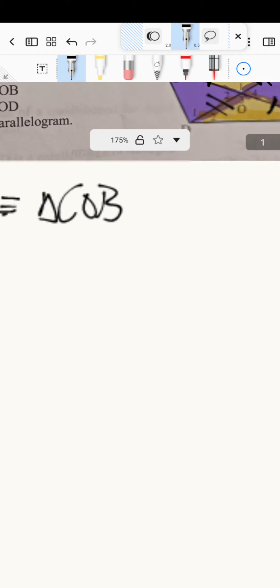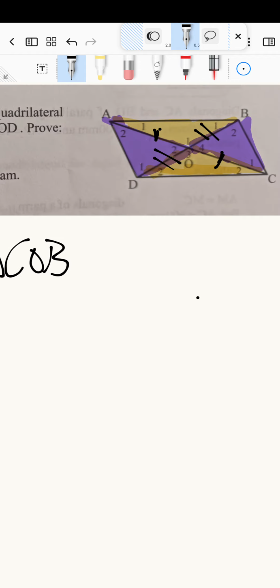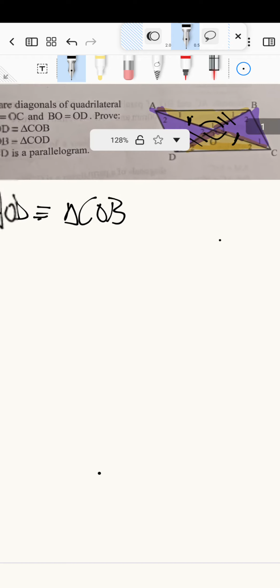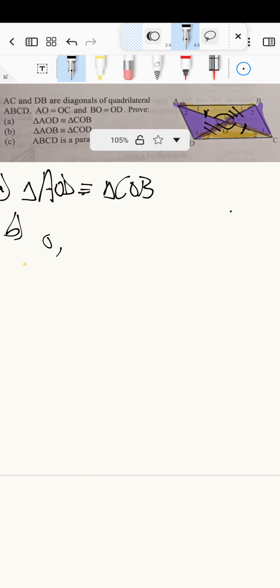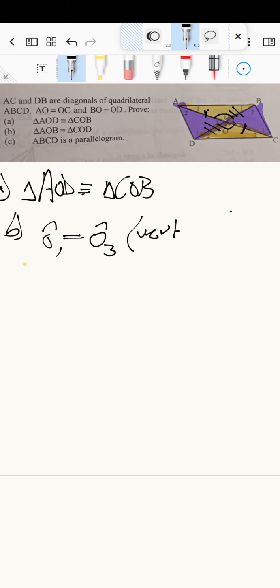The way we're going to choose that is, in those two triangles that we've colored in, you can see that you are given two of the sides. The third side you don't have, so you can't go with side, side, side, but you can find the angle that's inscribed between those two sides. So it's possible for us to say that O1 is equal to O3, since vertically opposite angles are equal. Great.